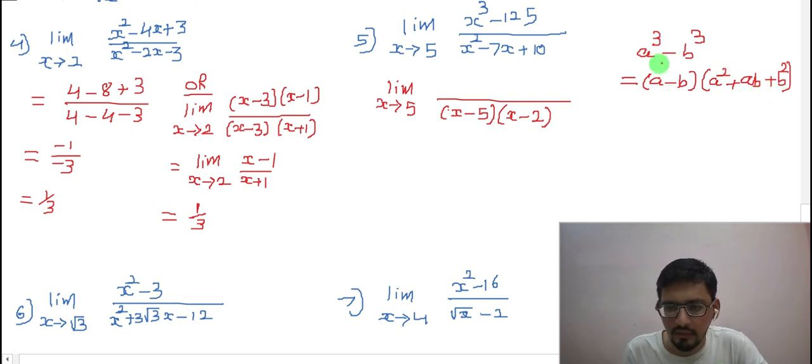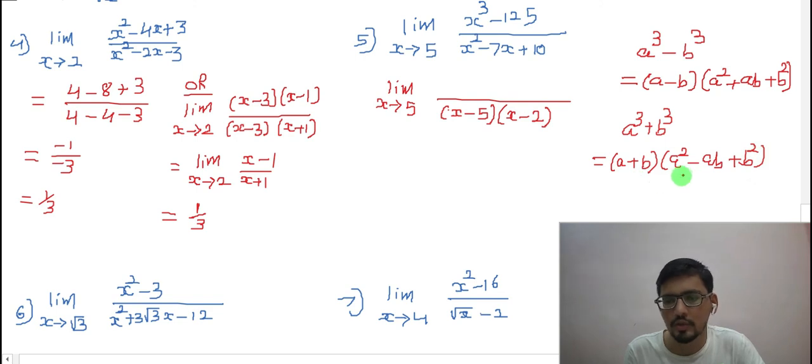If I want to write the formula for a cube plus b cube, it will be (a plus b), and here the plus will become minus, but the last term will remain plus only. Okay, like this you can write. I wrote it here in one form only. See, separately, if I am asking what is a cube plus b cube, in one small bracket I write a plus b. In the second bracket, a square, opposite sign minus, first term into second term, last term always plus, and the square of the second term, which is b square. Like this you can write.